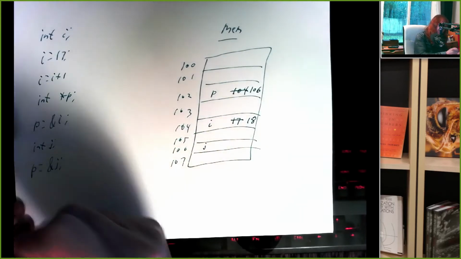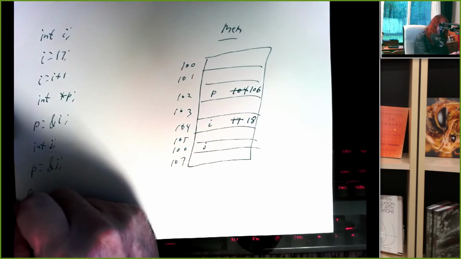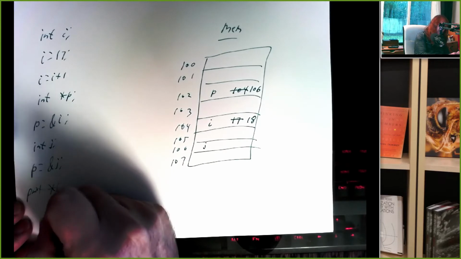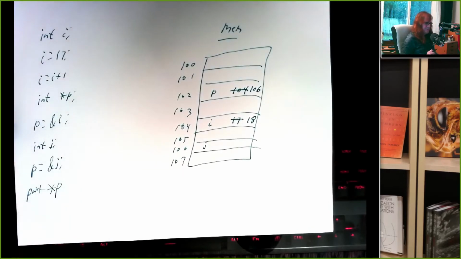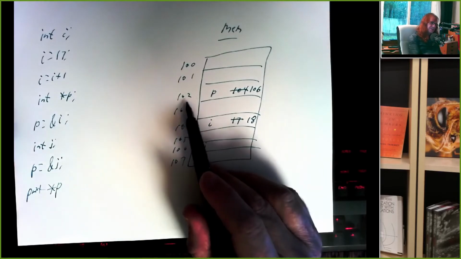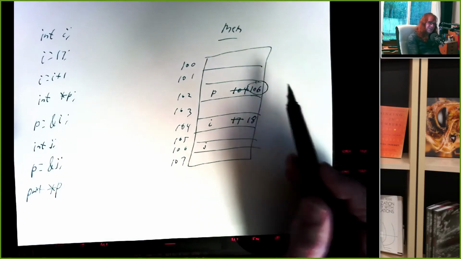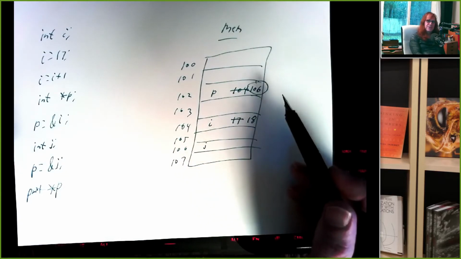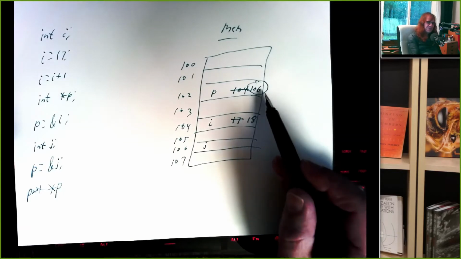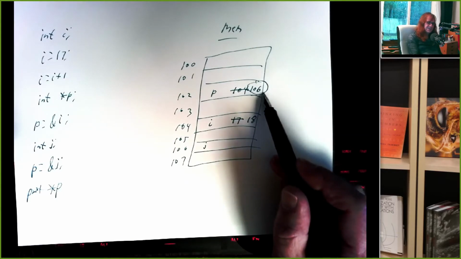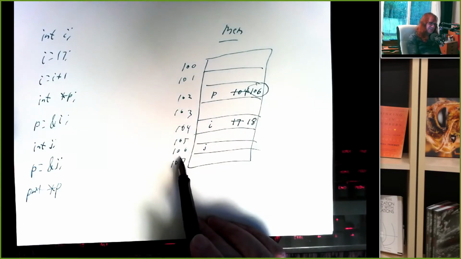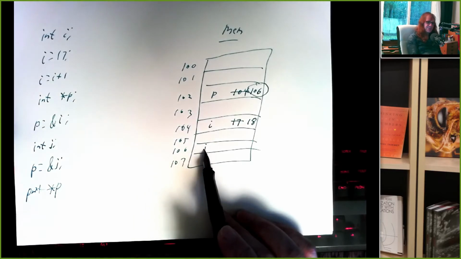So if I say something like, you know, print star p, here's what the compiled code does. It says, okay, where's variable p stored? It's stored at location 102. What's stored there? The number 106. Should I print 106? No. I should print what's at location 106. I should come down to 106 and look at j. I'm going to print whatever is stored here.